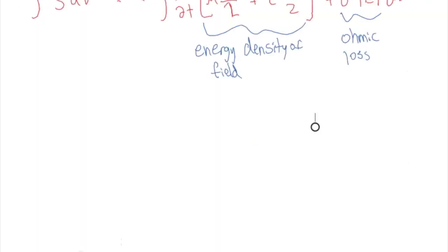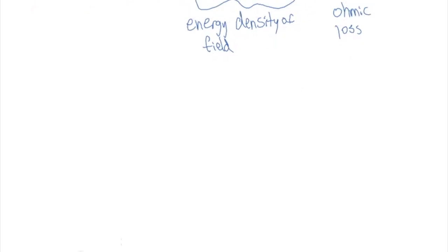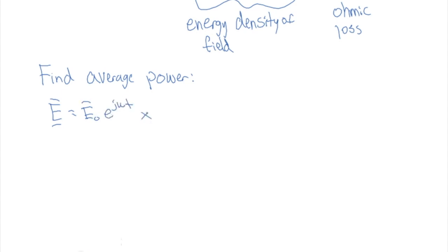So in almost all circumstances, it's more useful to determine the time average power instead of the instantaneous power. So here I'm going to describe how to find the average power. Our electric field is E naught times e to the power of j omega t in the x-hat direction, and our magnetic field is equal to H naught times e to the power of j omega t in the y-hat direction. Again, this is because they are perpendicular.